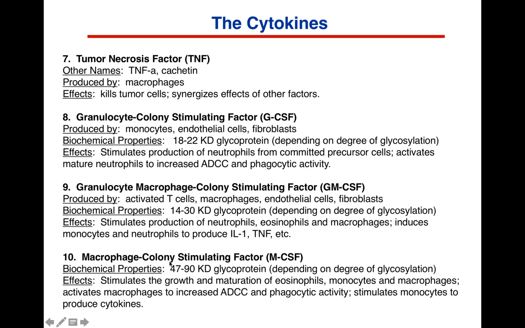The macrophage colony stimulating factor is a little bit more selective for growth of a few cells like eosinophils, monocytes, and macrophages, and it increases the ability of macrophages to undergo phagocytosis, and also ADCC.